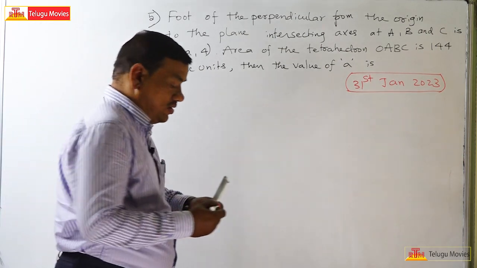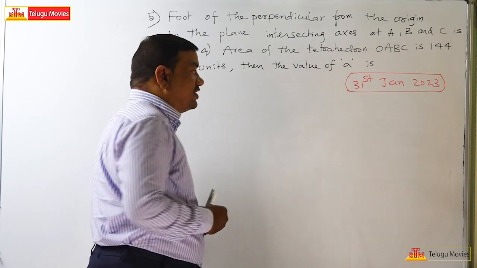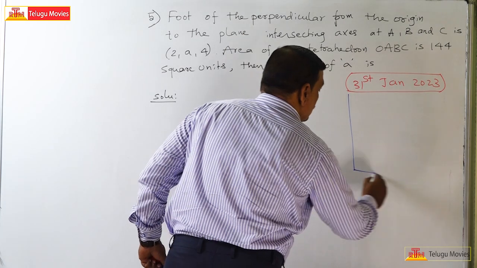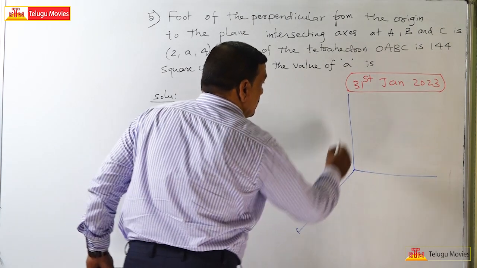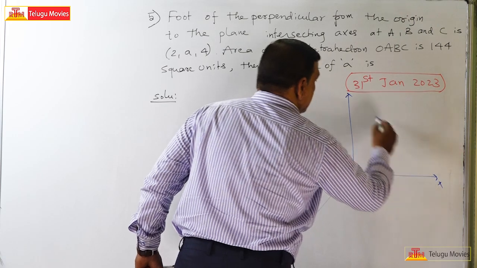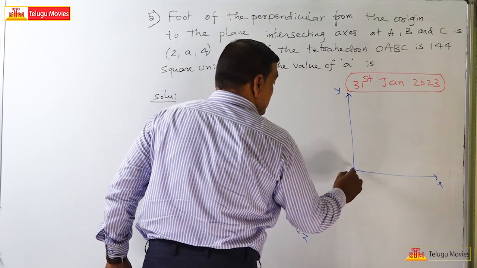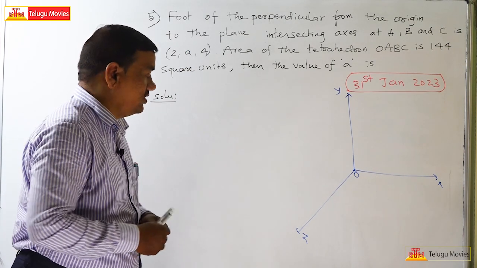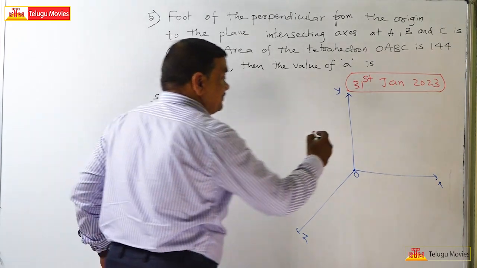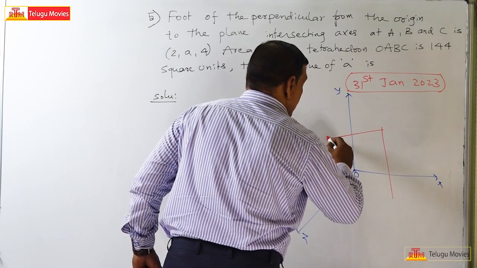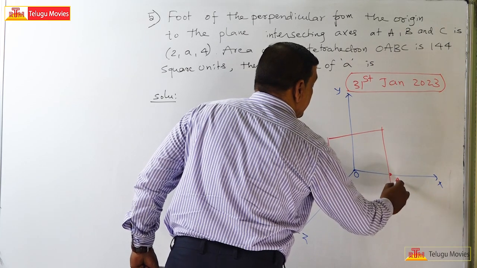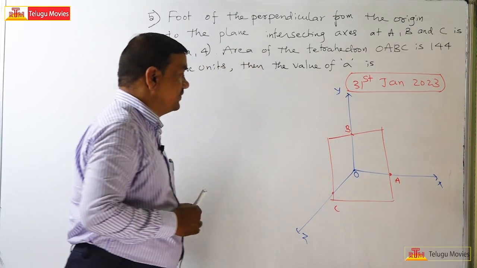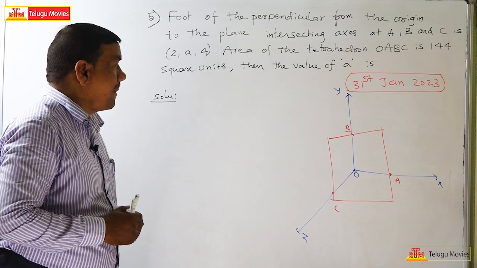First of all, this is a three-dimensional system problem. We have the x-axis, y-axis, z-axis, and the origin. There is a plane, and it is intersecting the x-axis at A, the y-axis at B and the z-axis at C.